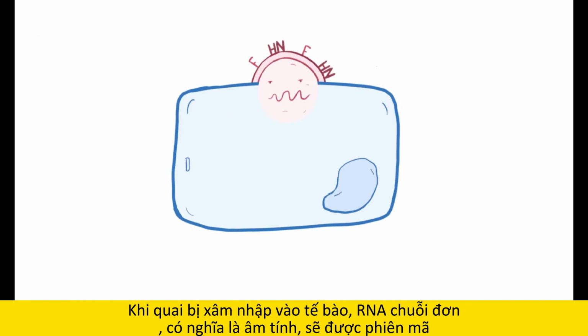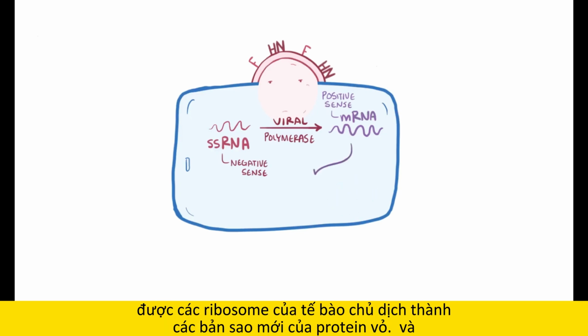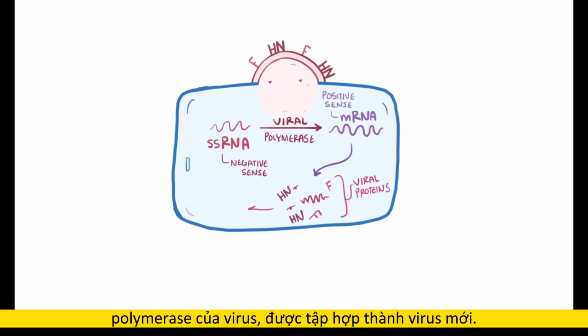Once mumps enters a cell, the single-stranded RNA, which is negative sense, gets transcribed by the viral polymerase enzyme into a complementary positive sense strand of mRNA, which can then be translated by the host cell ribosomes into new copies of the envelope proteins and the viral polymerase, which get assembled into new viruses.